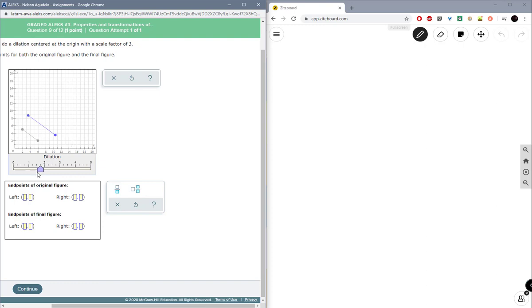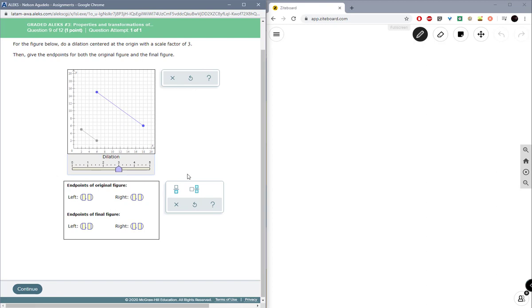Okay, so once again, 3. What happens? Now you have to find the coordinates of the points of the two figures, the original, which is the gray, and the new one, the final, which is the blue. So what is the coordinate of this original figure? The left one.